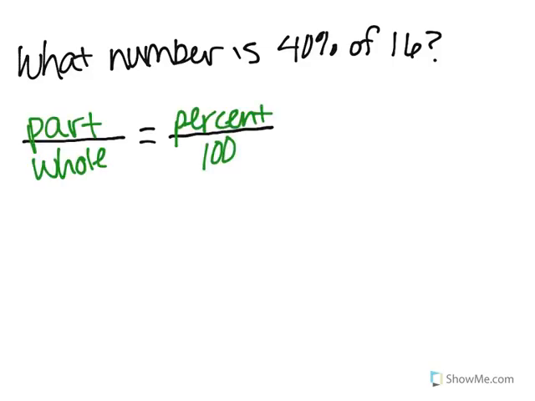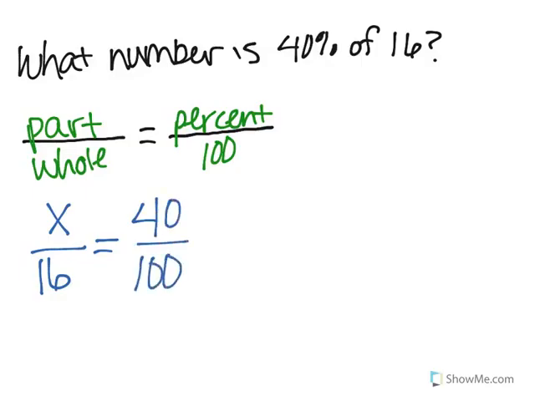With these kinds of problems, you're always going to use the same general setup. So one of your fractions is going to represent the part over the whole part of the number, and then the other one is going to represent your percent out of 100. So in this problem that we have here, we want to know what our part is. So that's going to be x. Our whole is 16, and we're looking for 40%.